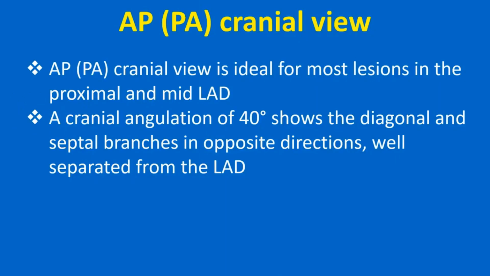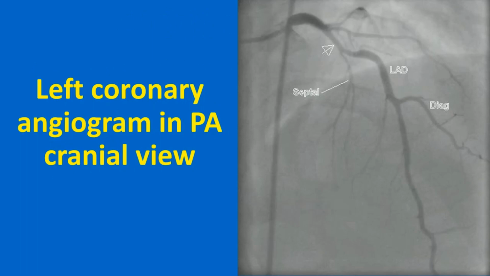PA cranial view is ideal for most lesions in the proximal and mid LAD. A cranial angulation of 40 degrees shows the diagonal and septal branches in opposite directions well separated from the LAD. Left coronary angiogram in PA cranial view showing a proximal plaque marked by an arrow in LAD.